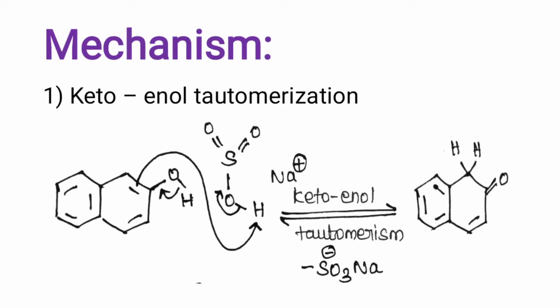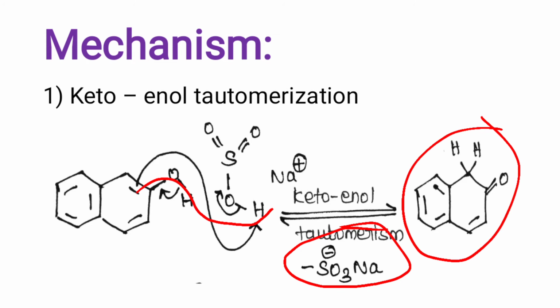The first step is keto-enol tautomerization. Here the double bond takes the proton from sodium bisulfite, and the bisulfite anion gets eliminated, which forms the tautomerized intermediate.